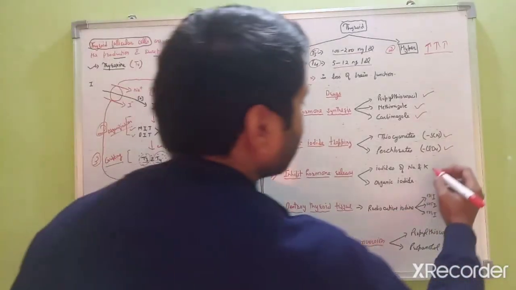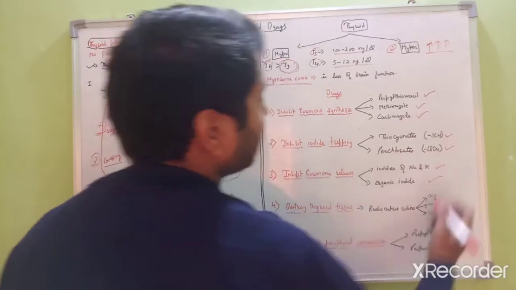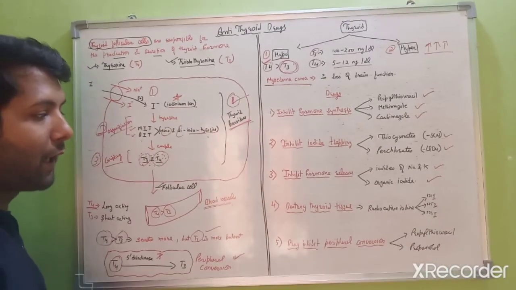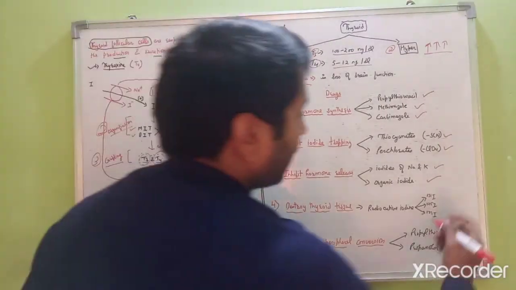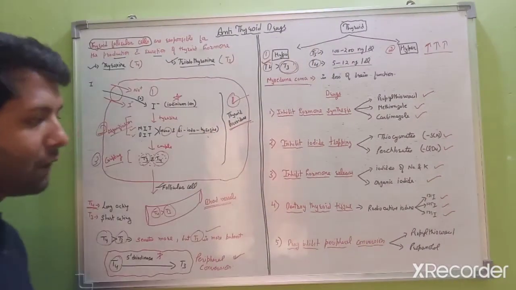In this we have iodides of sodium and potassium, organic iodide. And the fourth one is drugs that destroy the thyroid tissue. In this we use radioactive iodine, that is iodine 131, iodine 125, iodine 123.